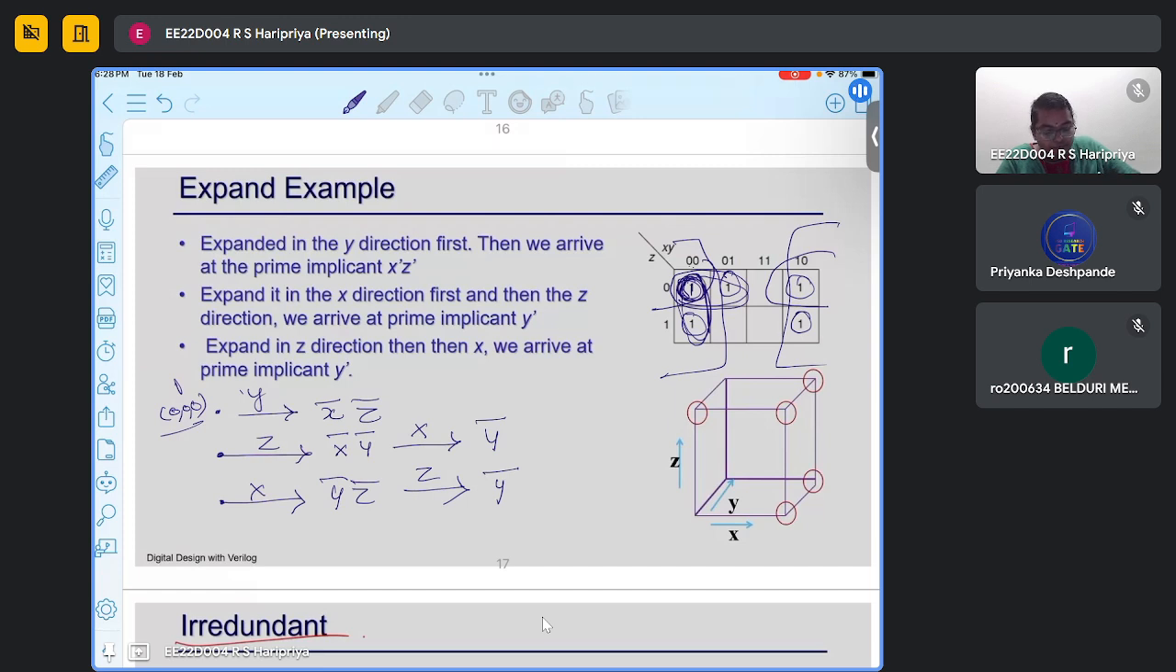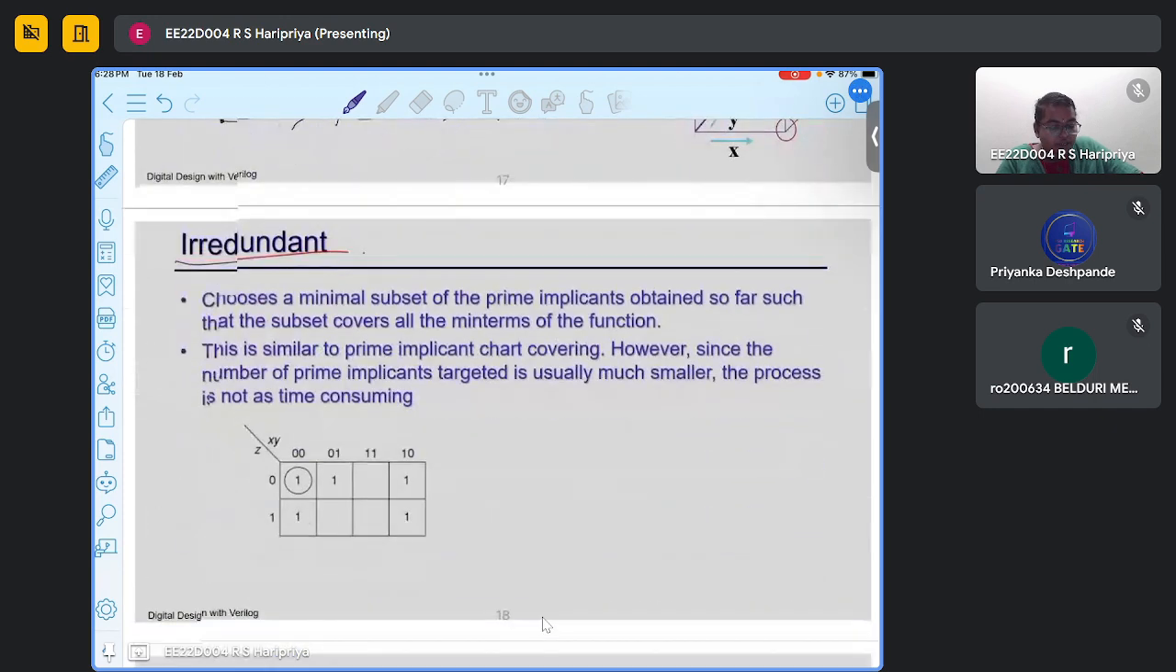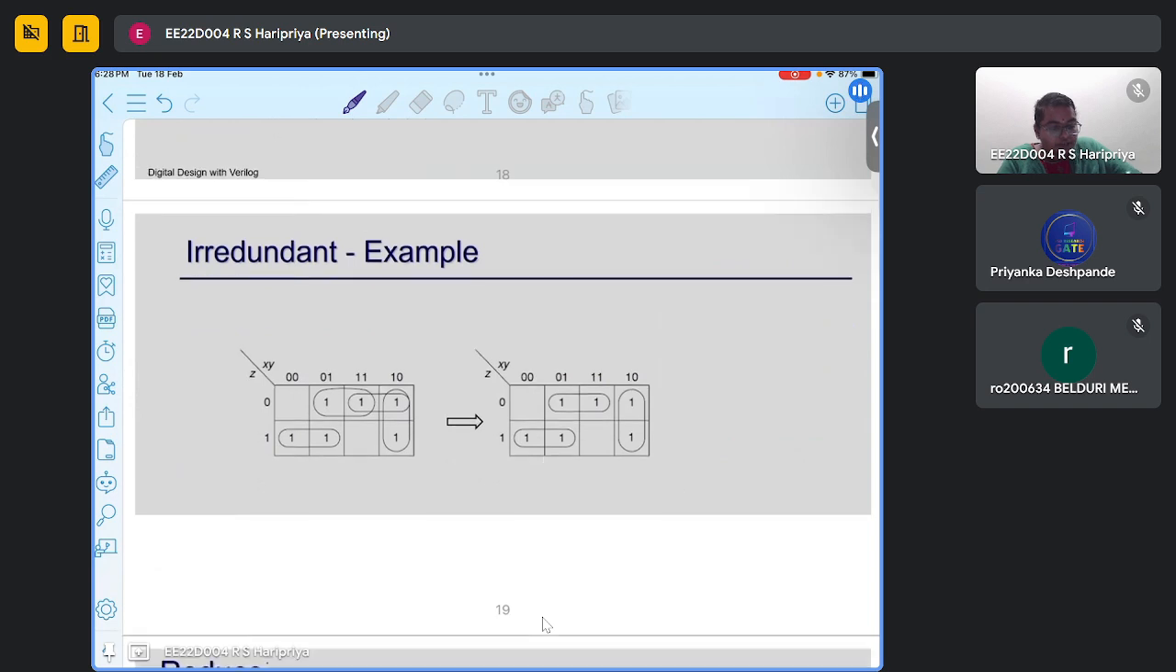But if we started from this point and expanded in y, we could have got this as the prime implicant, whereas if we had started from z or x direction, we could have got a minimized expression as the prime implicant. So next is irredundant. For example, if we have this term, we observe this is covered already by this group and this group, so it is an irredundant which can be removed.